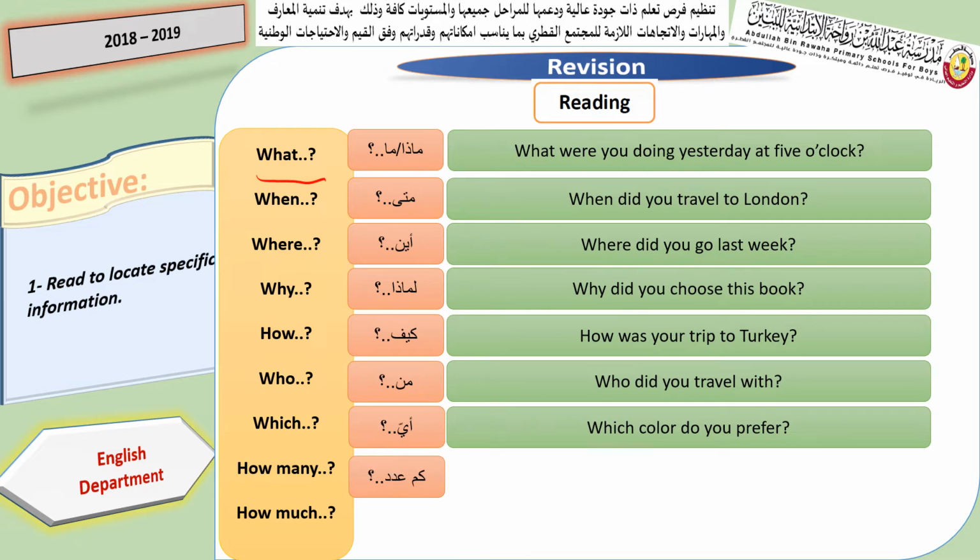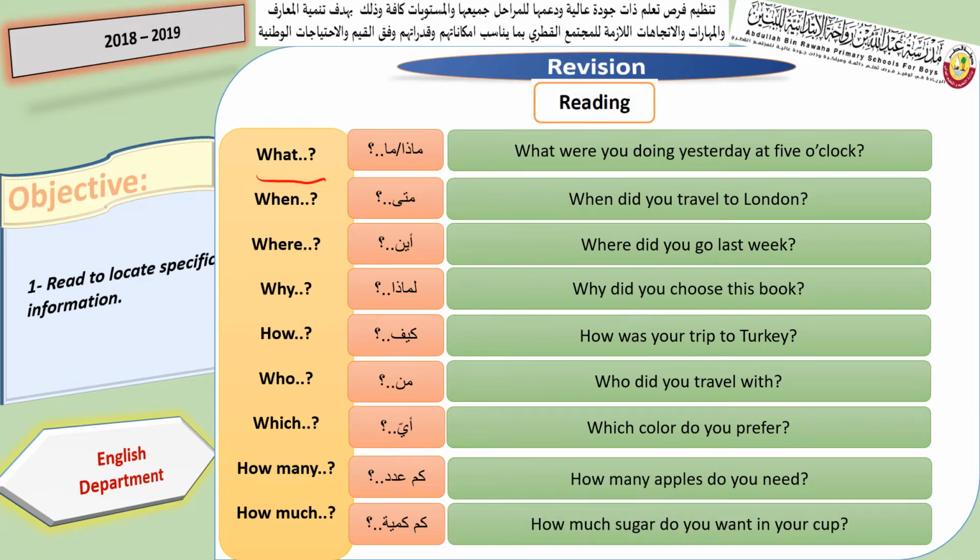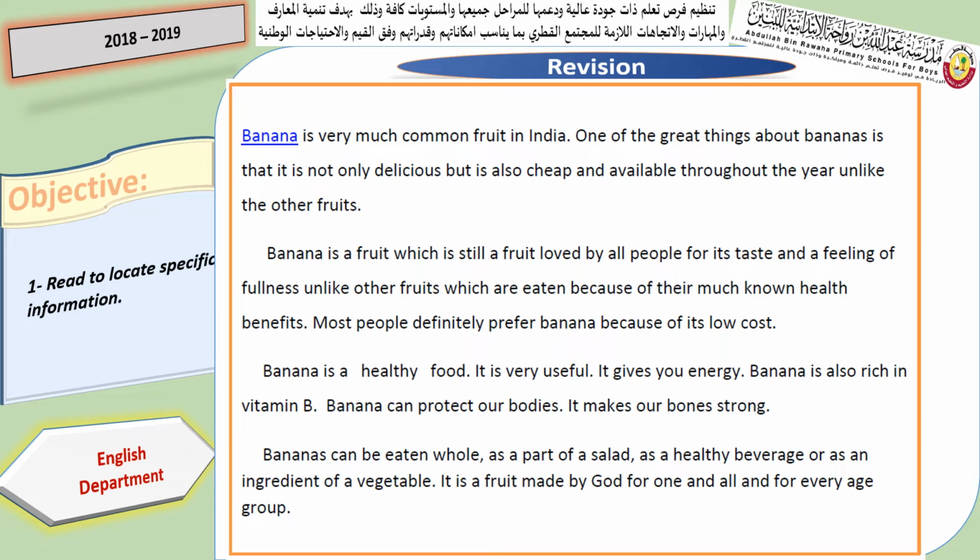أستخدمها لأستفسر عن العدد. For example, how many apples do you need? كم تفاحة تحتاج؟ We have how much, أستخدمها للسؤال عن الكمية، الأشياء الغير معدودة. For example, how much sugar do you want in your cup? كم تحتاج من السكر في فنجانك. Now, go to the reading text.